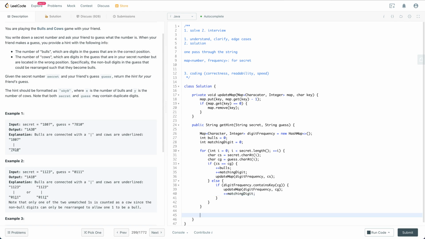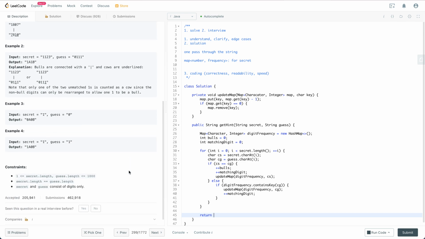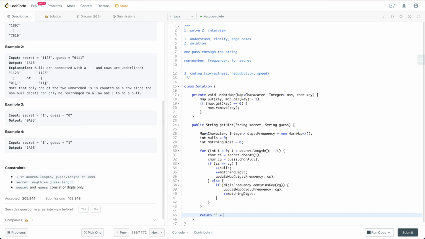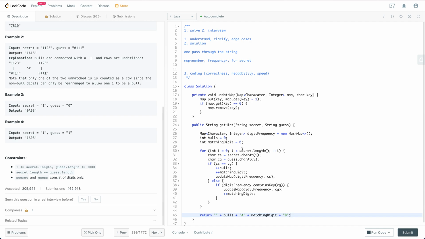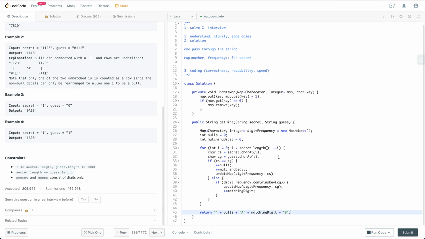And finally, what we are going to do is return bulls plus this A plus the matching digit plus the B here. Okay, so I think that's mostly it.